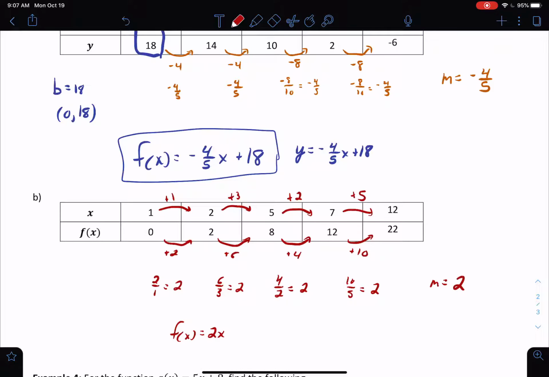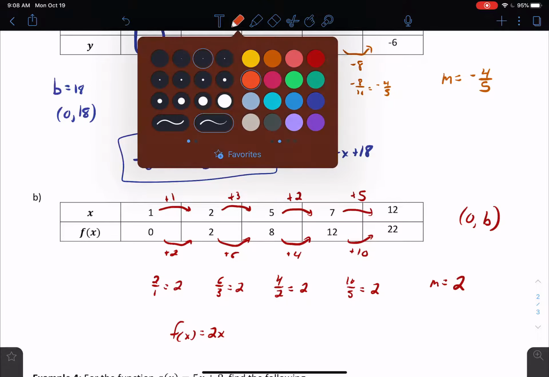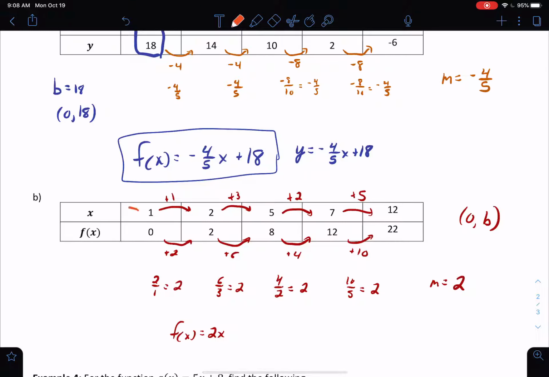Now we just got to figure out the y-intercept. Okay, we don't have our y-intercept from this table. Okay, we need to work backwards to find it. I need to go back by 1 so that I'm at 0. I'm going to create another table here. Okay, I'm going to go back by 1 to go to 0.